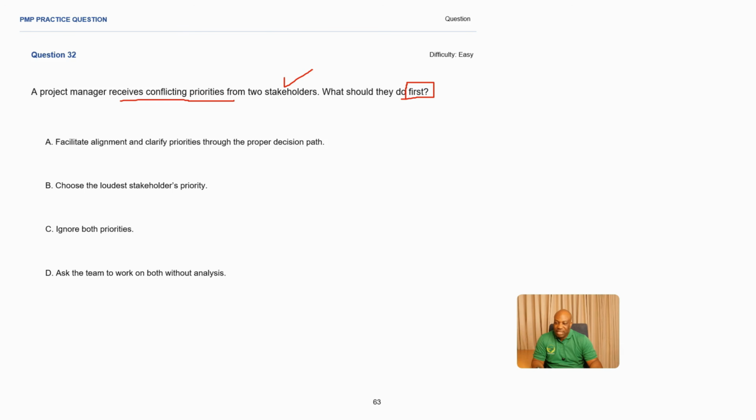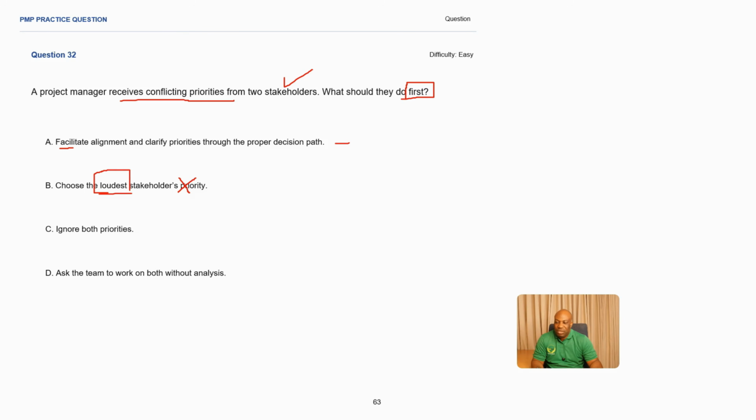A, facilitate alignment and clarify priorities through the proper decision path. This makes sense. You are facilitating alignment. This word is very important, alignment, because there are two stakeholders giving conflicting priorities. B, choose the loudest stakeholder's priority. This is not the best way to act in a project. Someone might be the loudest, but that does not mean that they are giving things which make sense. So making this an incorrect answer.